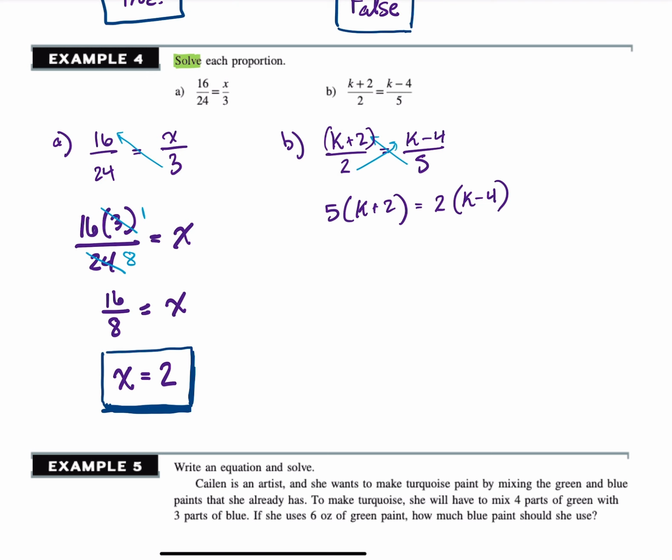So yeah, now we have an equation like we've seen in some previous sections. So let's go ahead and solve for k. We'll first want to get rid of the parentheses by distributing both the 5 and the 2 through. So this would be 5k, 5 times 2 is 10. And then on the right side, 2k, and then 2 times negative 4 is negative 8.